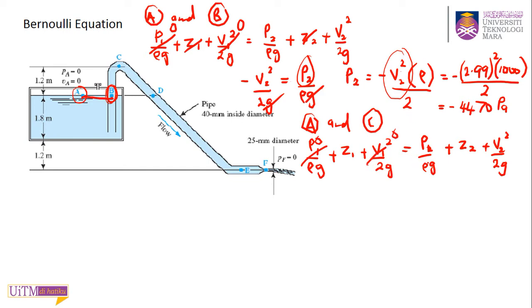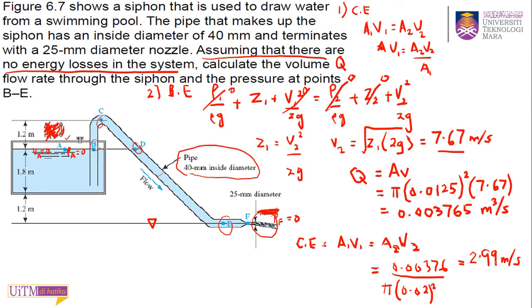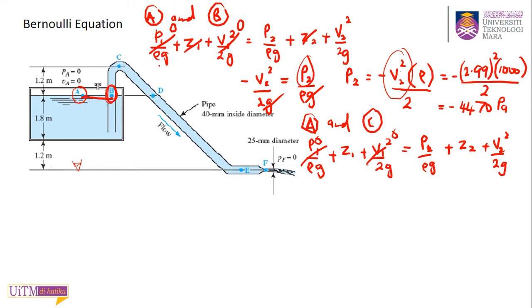and what else can you cancel out? P2 you want to find. Z1 and Z2 you cannot cancel out because they have different values. Z2 at C is 1.2 plus 1.8 plus 1.2 if you take this as your reference point, and Z1 is equal to 1.2 plus 1.8. And your V2 here is similar to what you calculated before, 2.99. So the velocity at point C is also 2.99 because it's the same area.